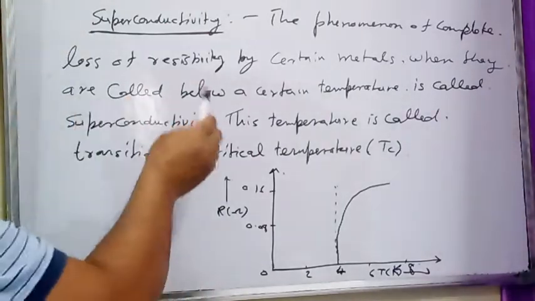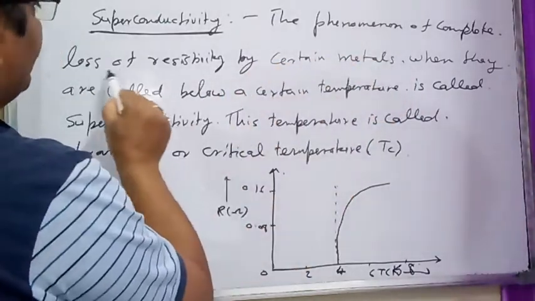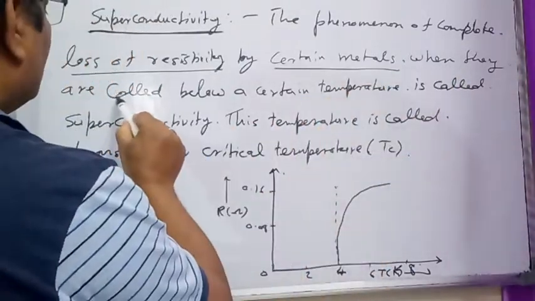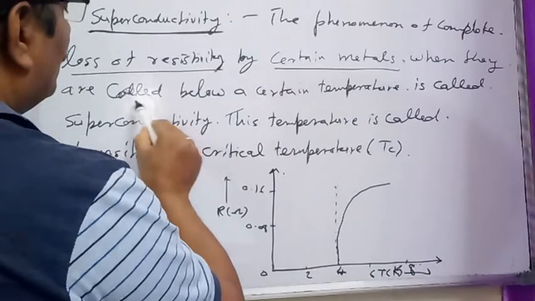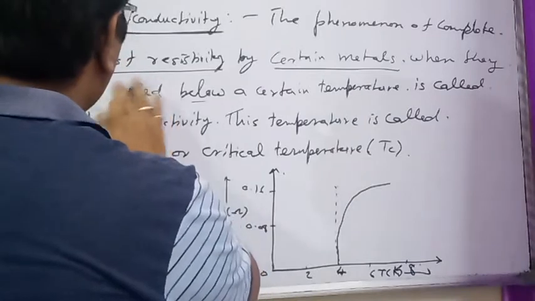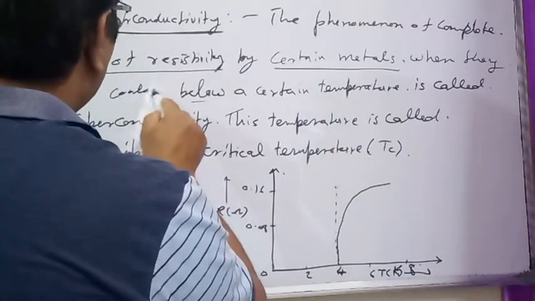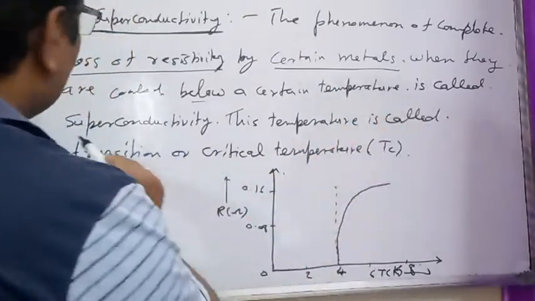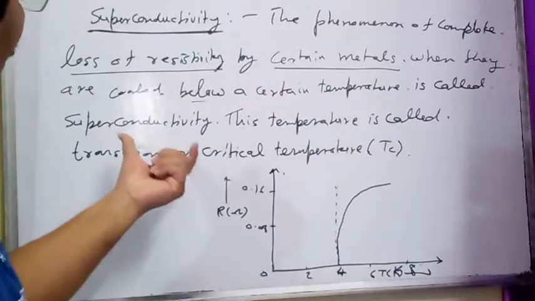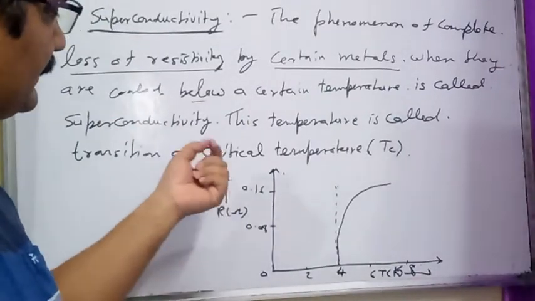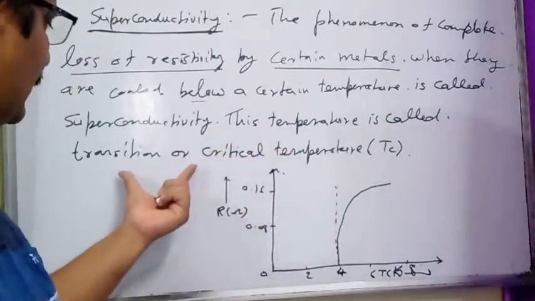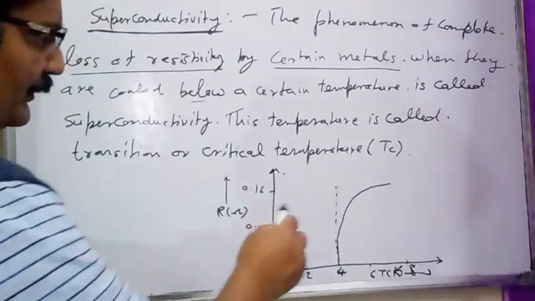So superconductivity is defined as the phenomenon of complete loss of resistivity by certain metals when they are cooled below a certain temperature. The temperature at which the material or the metal loses its resistivity, or its resistivity reduces to zero, is called the transition temperature or critical temperature, and is denoted by Tc.